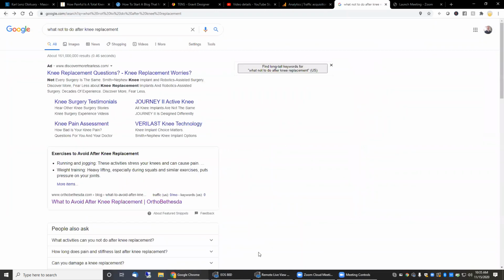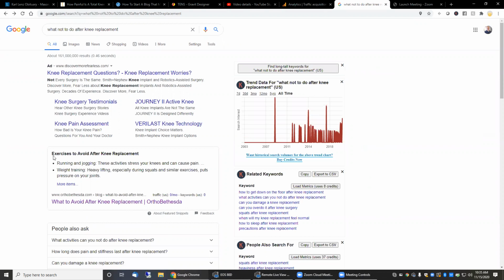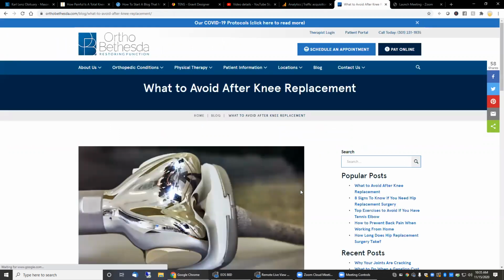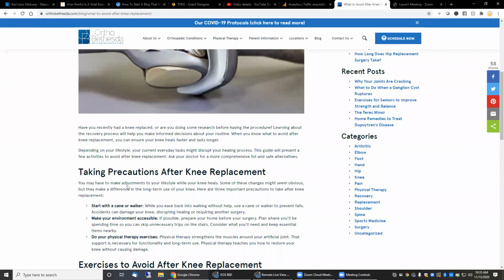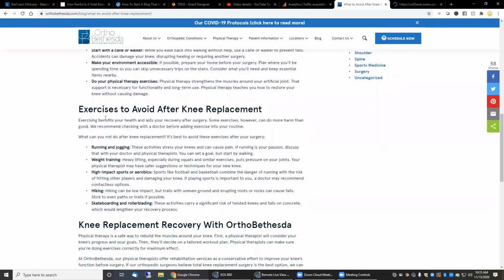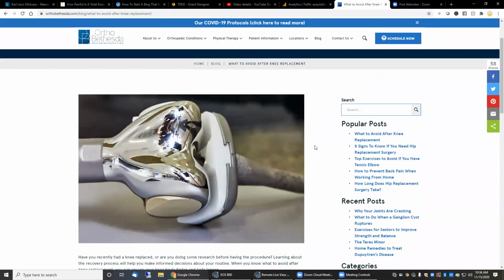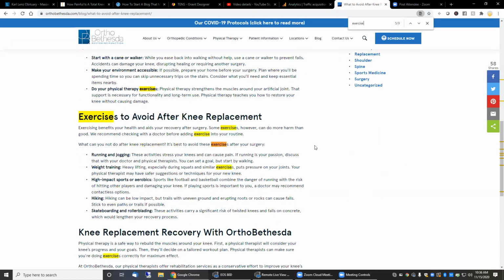This turned into a full-on tutorial. Sorry, guys. So this says exercises to avoid after knee replacement. Running, jogging, weight training. That's a shame. Let's find out where that is. Exercises, no. What you can do. That's interesting. Exercising benefits your health. Some exercise, however, harm the good. I don't see. Where is that? So let's go find exercise. Oh, there it is. To avoid after knee replacement.